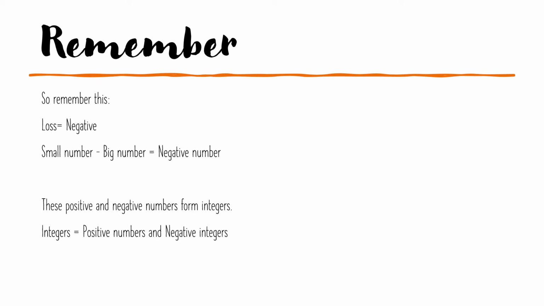So remember this. Loss equals negative. Small number minus big number equals negative number. These positive and negative numbers form integers. Integers equals positive numbers and negative integers.